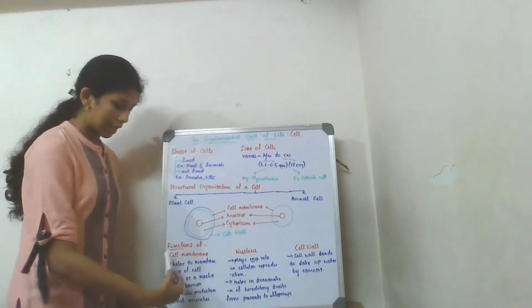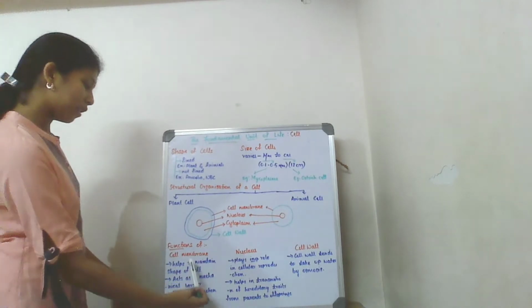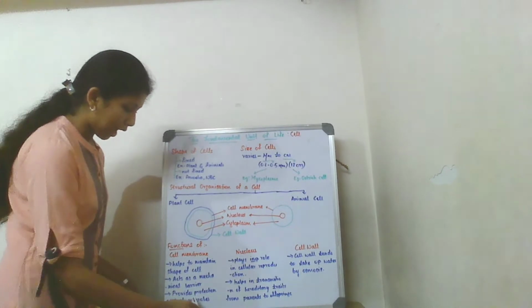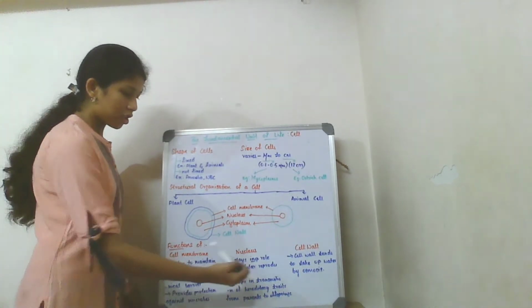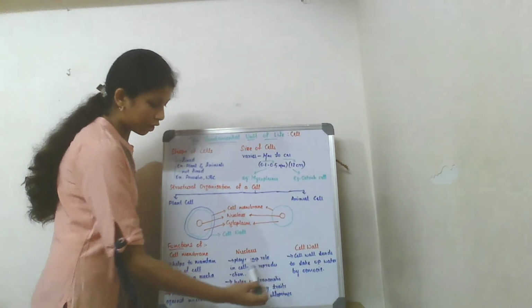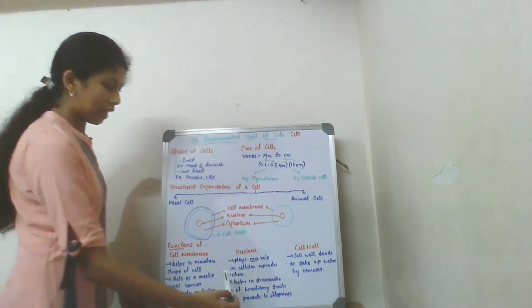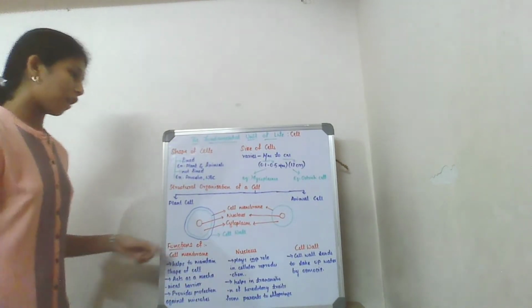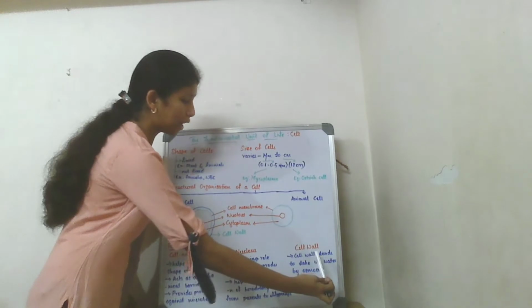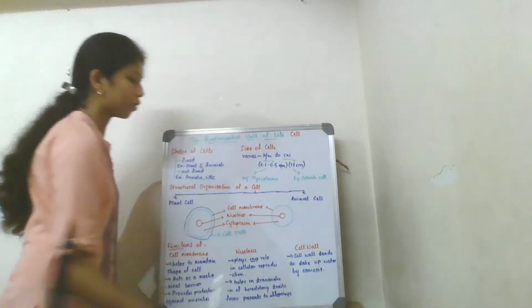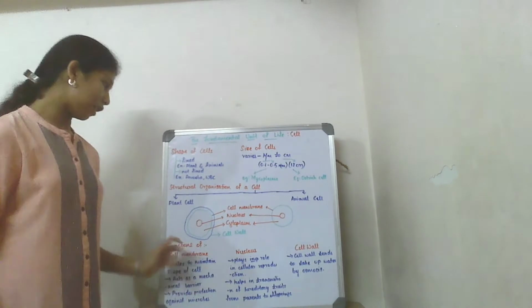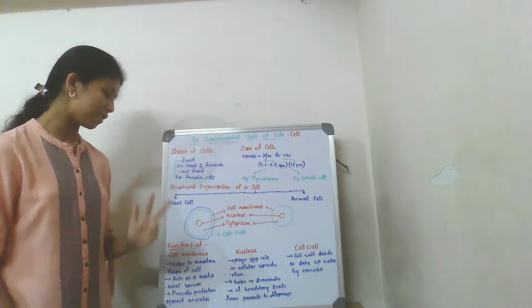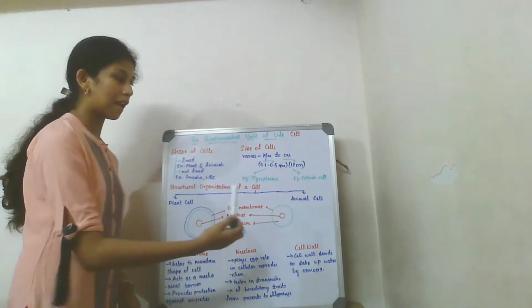Coming to the functions of the cell membrane, it helps to maintain the shape of a cell. It acts as a mechanical barrier and provides protection against microbes. Coming to the functions of the nucleus, it plays a very important role in cellular reproduction and helps in transmission of hereditary traits from parents to offspring. Functions of the cell wall: the cell wall tends to take up water by osmosis. Now we have learned the shape of cells, size of cells, structural organization of cells, and functions of the cell membrane, nucleus, and cell wall.